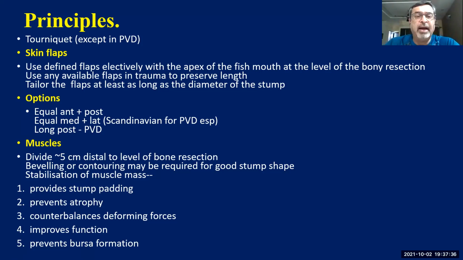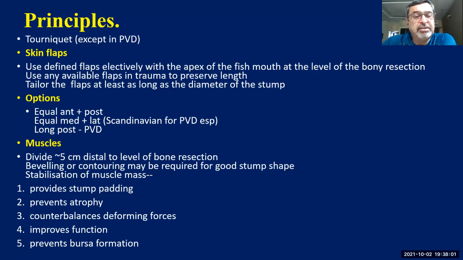Tailor the flap at least as long as the diameter of the stump. The options of the flap could be equal anterior posterior, equal medial and lateral, or long posterior. The long posterior flap is advisable in peripheral vascular disease. Muscle is divided almost 5 cm distal to the bony resection. Beveling or contouring may be required for good stump shape.